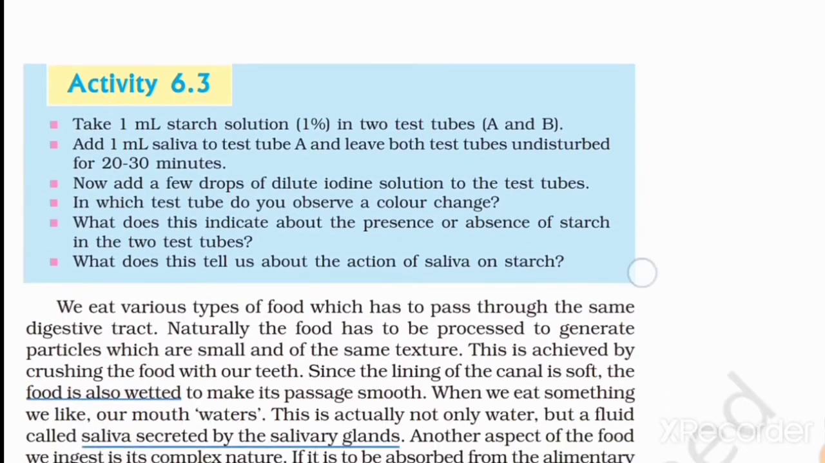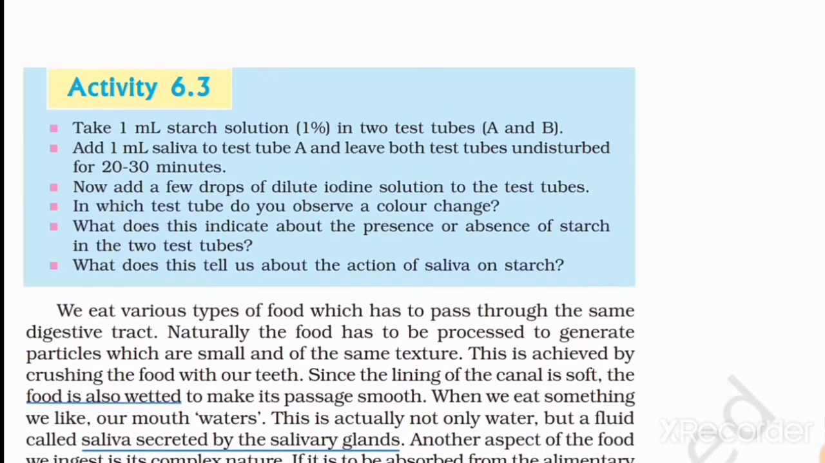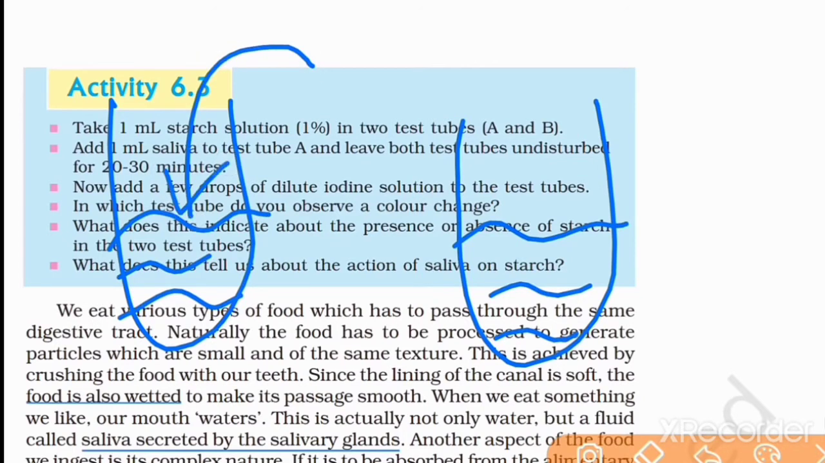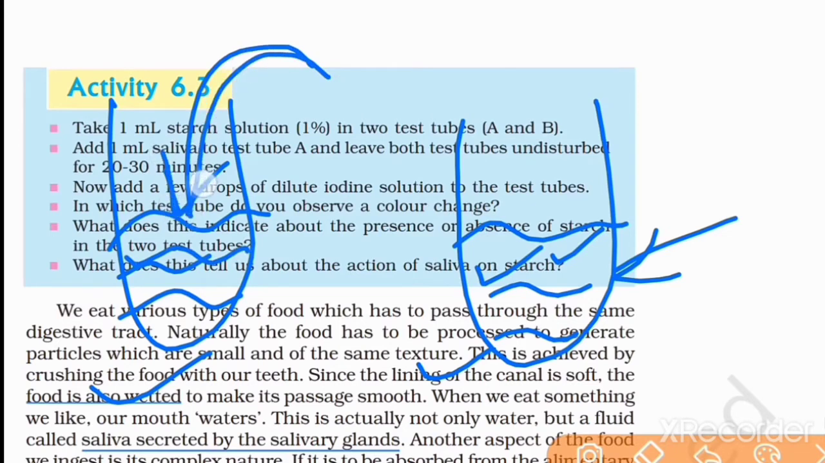Now here one activity has been given. In that there are two test tubes. One ml of starch solution is taken in both the test tubes. Afterwards, 1 ml of saliva is added to test tube A, and in the other test tube we don't add anything for 20 to 30 minutes. Afterwards, you add a few drops of dilute iodine solution in both the test tubes. In test tube A you have added saliva and starch plus iodine.